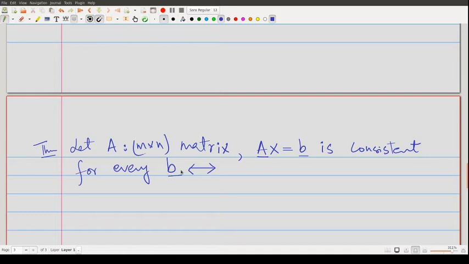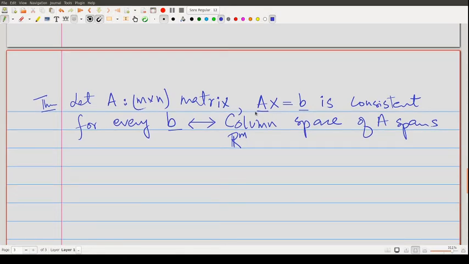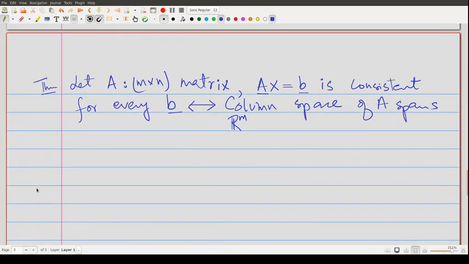This will only happen if and only if the column space of A spans Rm. Because if it spans the entire Rm, then whatever vector you give it, it will be able to find a solution. It will be able to get to that vector using some linear combination of the columns of A. Okay, and so if you want a solution for all of them, then this must span the entire Rm. Okay, and I'm not doing the proofs of this theorem. These are provided in the book. You can go check them out.